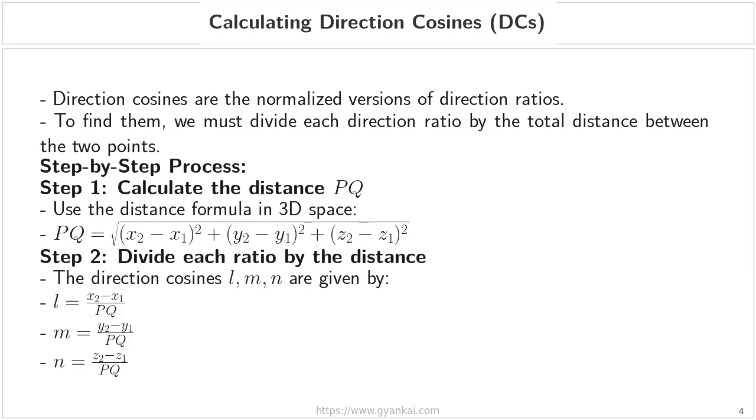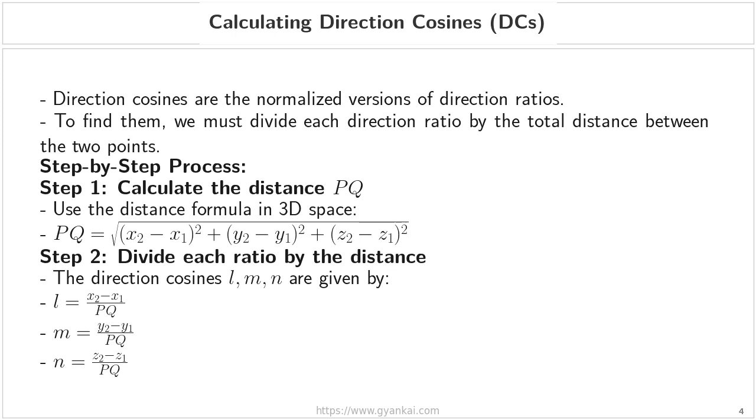Step 2, once you have that distance, PQ, we perform the normalization. We take each of our individual direction ratios, which we'll call a, b, and c, and divide them by the distance PQ we just calculated. This gives us our three direction cosines, which we traditionally denote as l, m, and n.